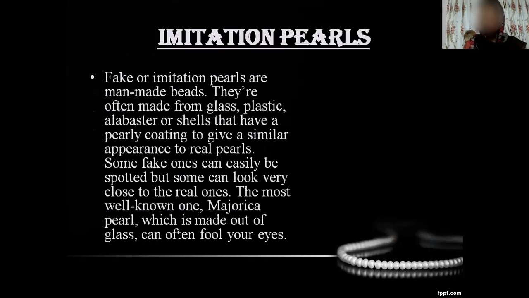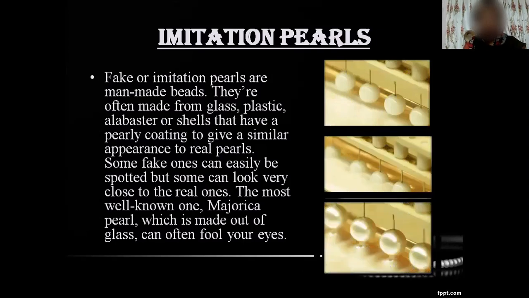Now imitation pearls, you can say these are faux pearls or fake pearls. Fake or imitation pearls are man-made beads. They are often made from glass, plastic, alabaster, or shells that have a pearly coating to give a similar appearance to real pearls. Some fake ones can easily be spotted, but some can look very close to the real ones. The most well-known one is the Majorica pearl, which is made of glass and can often fool your eyes.